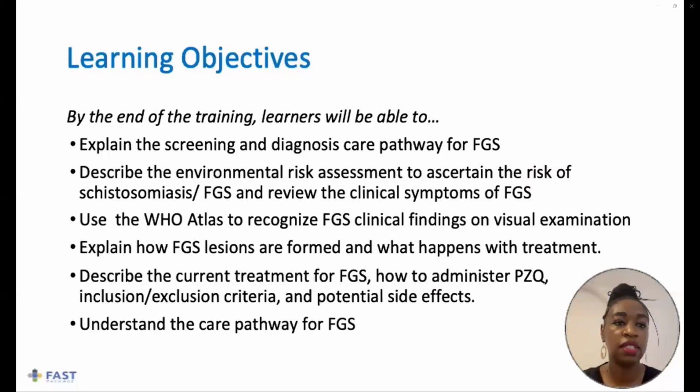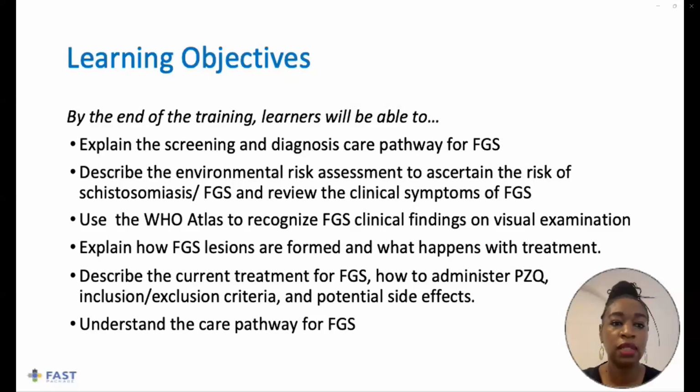Our learning objectives are that by the end of the training, the learners will be able to: Objective 1, explain the screening and diagnosis care pathway for FGS. Objective 2, describe the environmental risk assessment to ascertain the risk of schistosomiasis and also FGS, and review the clinical symptoms of FGS. Objective 3, use the WHO Pocket Atlas to recognize female genital schistosomiasis clinical findings on visual examination.